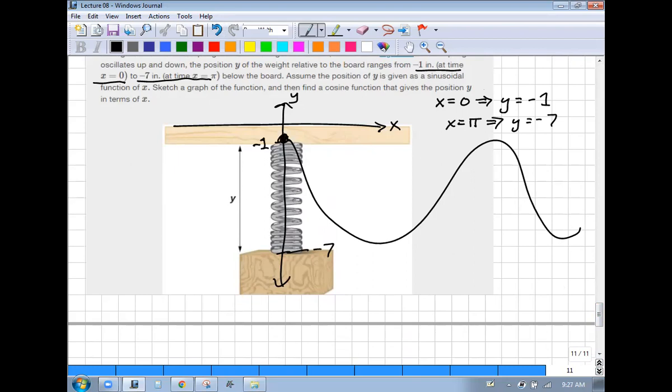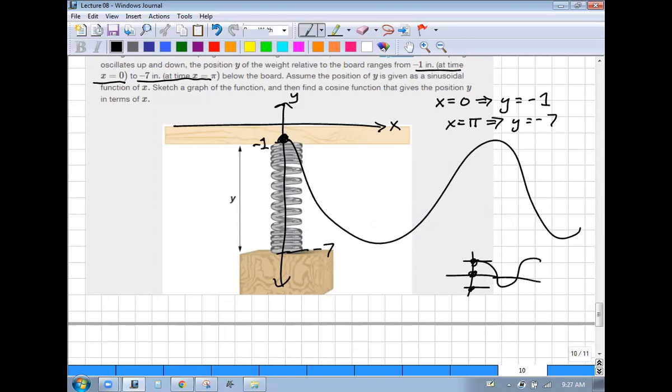Since it starts off right here, remember sine looks like this, right? It's great to use sine if you're starting off right in the midsection. But remember cosine looks like this. So if you're starting off at a maximum or a minimum, you might want to use cosine. That prevents you from having to shift.